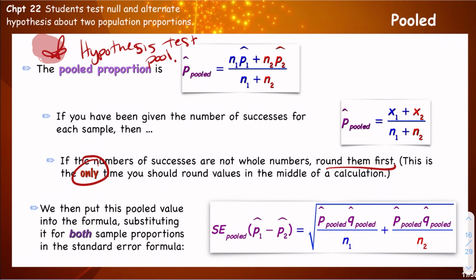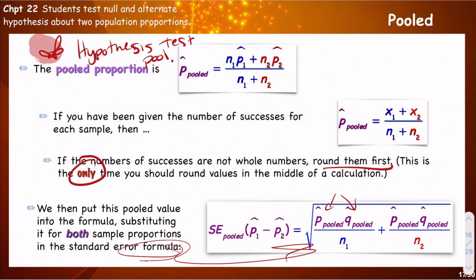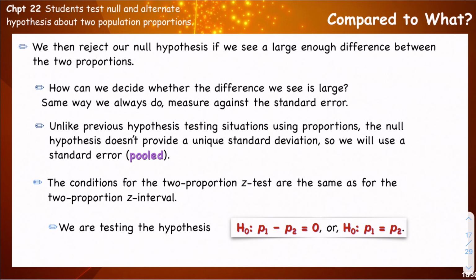We then put this pooled value into the formula, substituting in for both sample proportions in the standard error formula. We are going to use this pooled proportion to find the standard error for the difference in our sample proportions. This is the only difference. Okay, so we then reject our null hypothesis if we see a large enough difference between the two proportions. How can we decide whether the difference we see is large? Same way we always do. We measure it against the standard error.